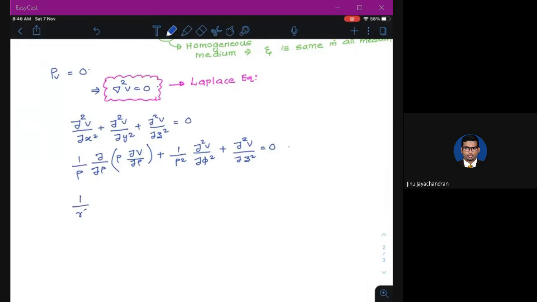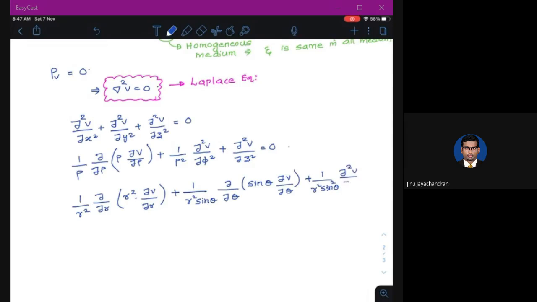And finally, in spherical coordinates: 1 by r square dou by dou r into r square dou V by dou r, plus 1 by r square sine theta dou by dou theta into sine theta dou V by dou theta, plus 1 by r square sine square theta dou square V by dou phi square is equal to 0. Okay, so these are in different coordinate systems. The first one is in Cartesian, the second one is in cylindrical, and the last one is in spherical coordinate system.